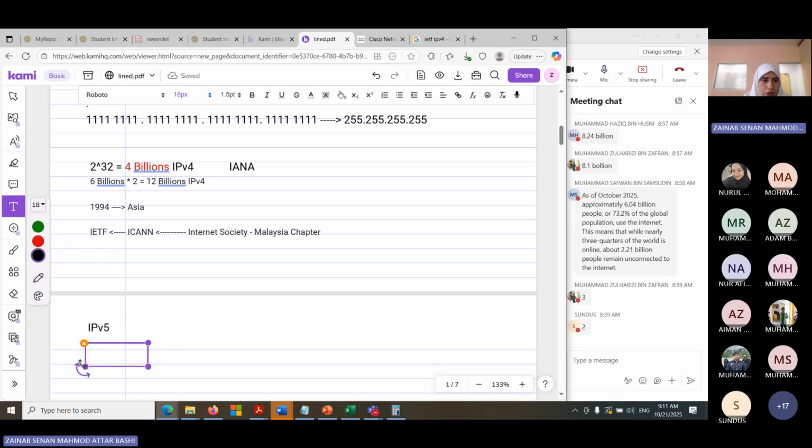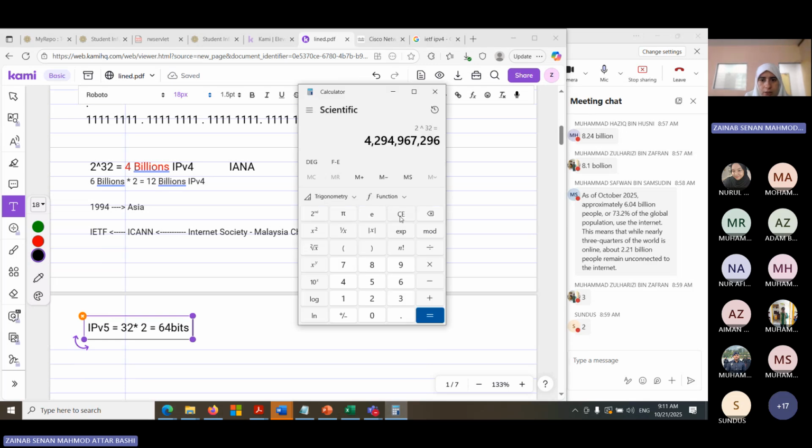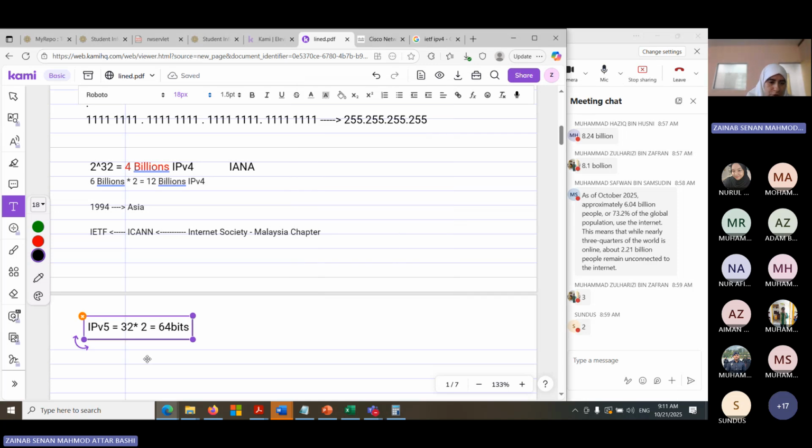IPv5, they had a few changes to do, but one of them, they decided that instead of 32 bits, IPv5 will have double the bits. So 32 multiplied by 2 will give us 64 bits. If I go to my calculator again and check how much that is, 2 to the power 64 gives us a huge number. I don't know what the name of this number is. Don't expect me to know it. A very huge number. So they were like, okay, this is how much IPv5 we will get if we have 64.